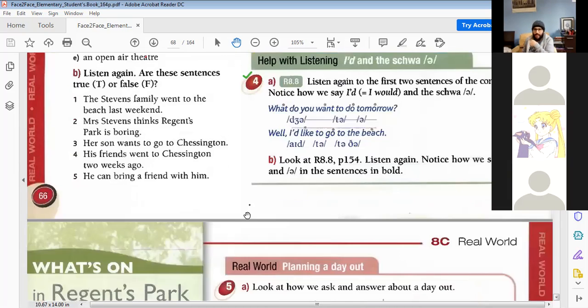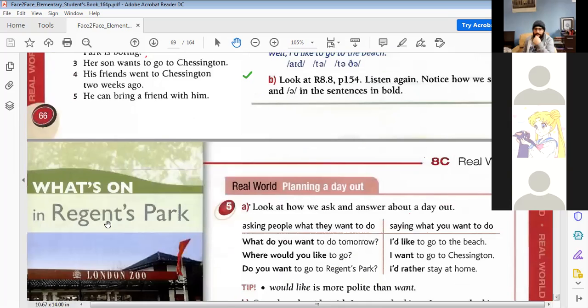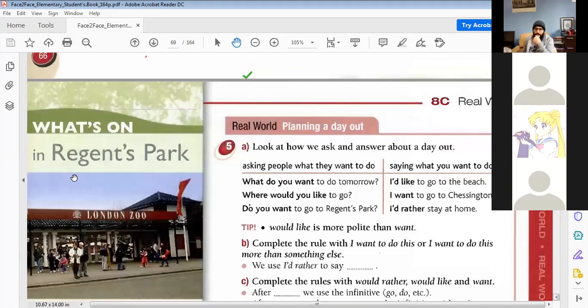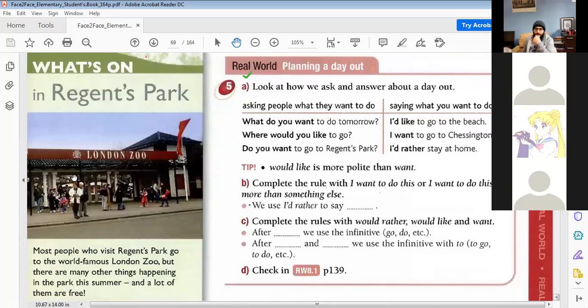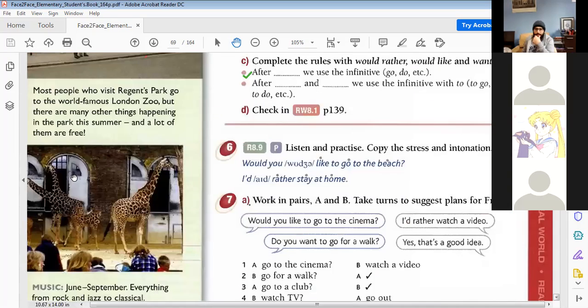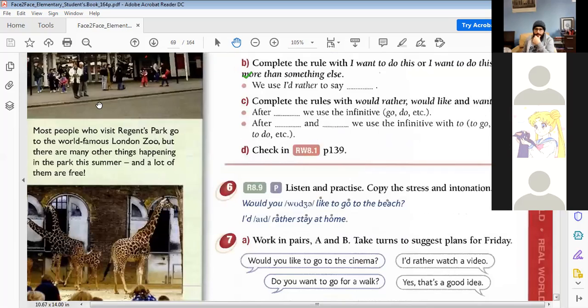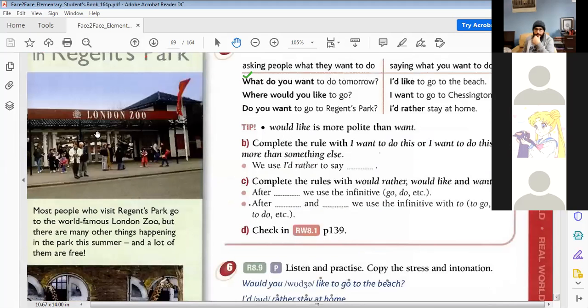Now let's read about the second place that you can visit. So this is the second place. It's called Regent's Park. Okay, first of all, take a look at the photos. What's written here? What can you see here? London Zoo.